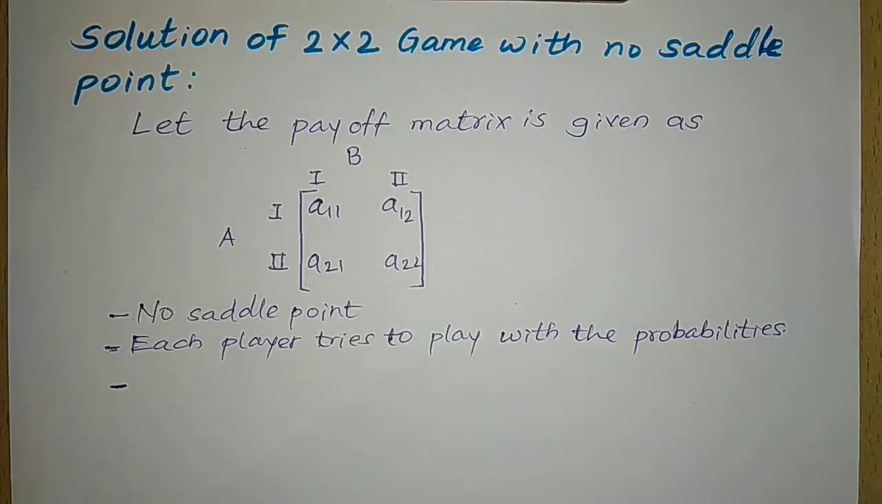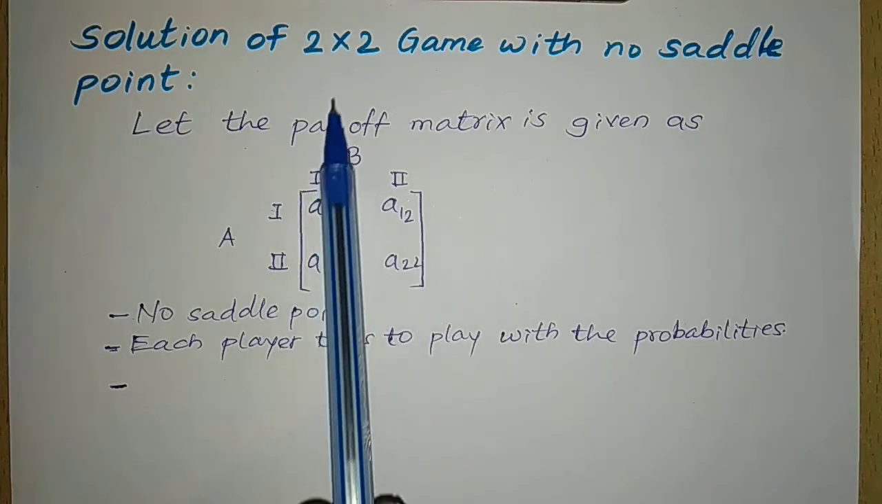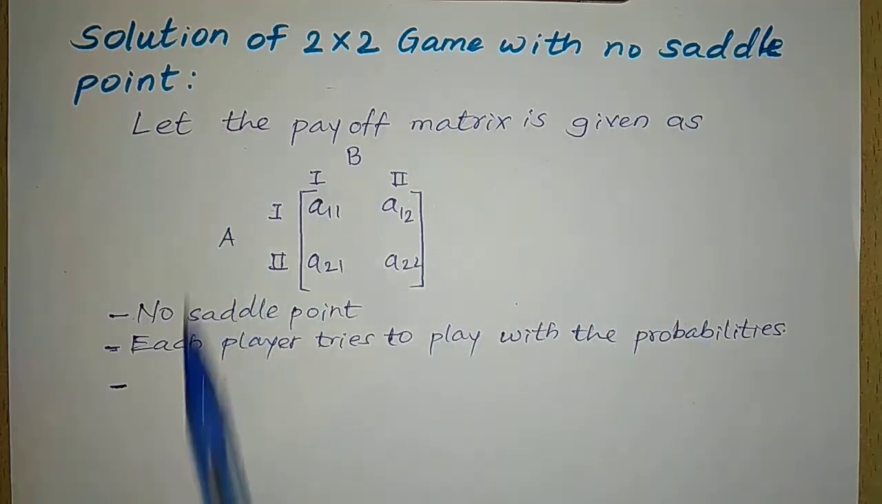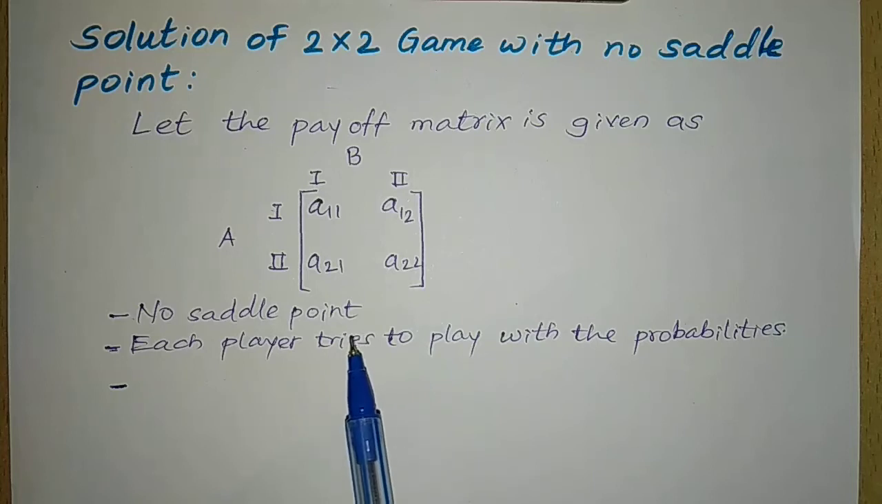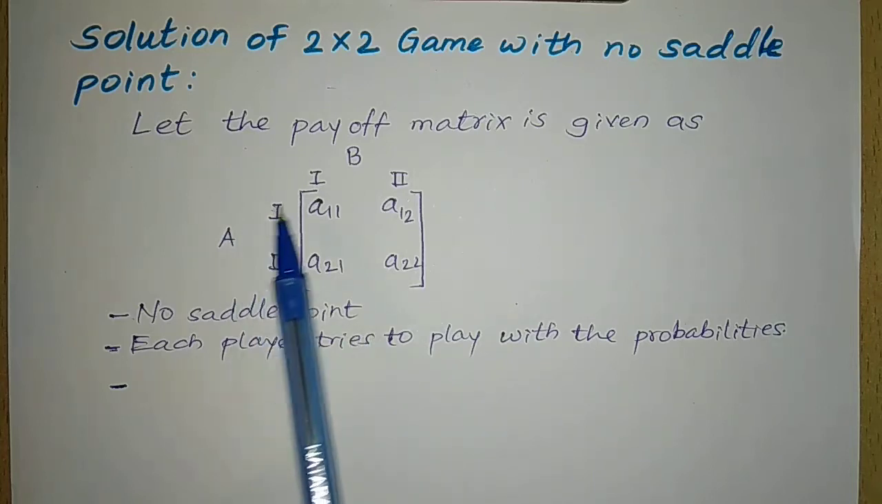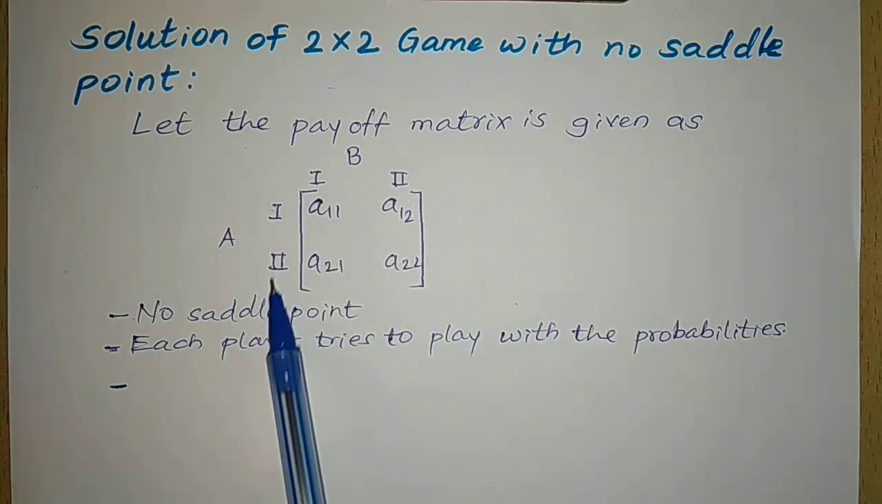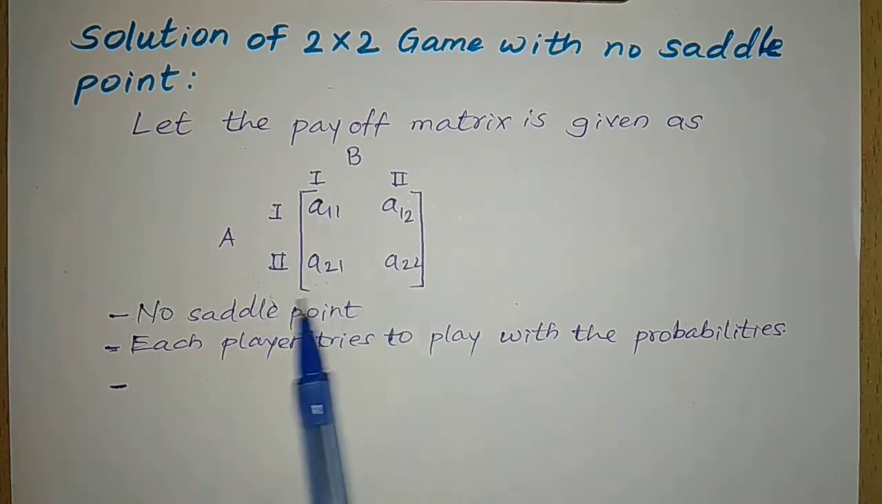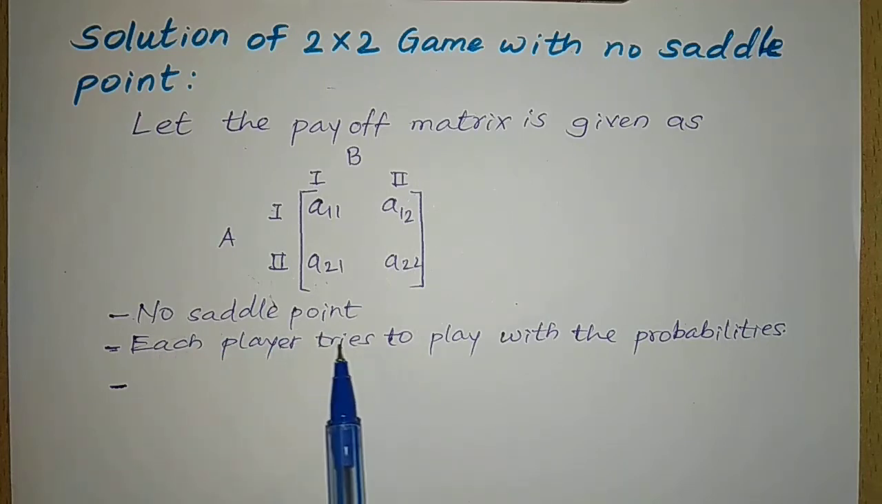Friends, in this lecture, let us discuss how to solve a 2 by 2 game with no saddle point. So, in this case, let us generalize the solution. Now, let the payoff matrix be given as this one. There are two players, and each player has two strategies. While solving this kind of problems, we observe there is no saddle point.